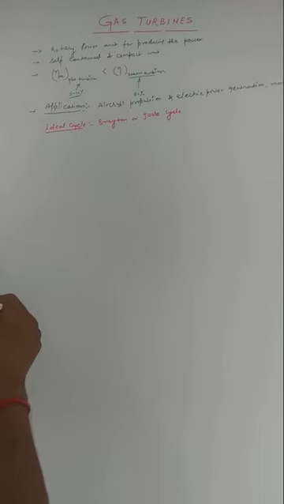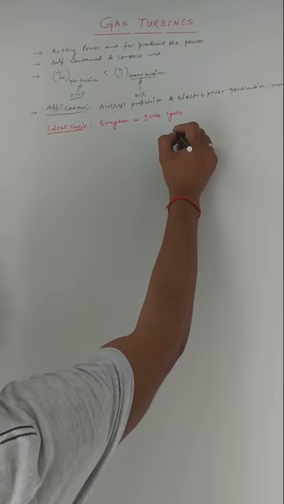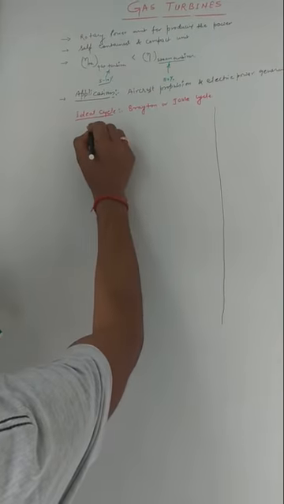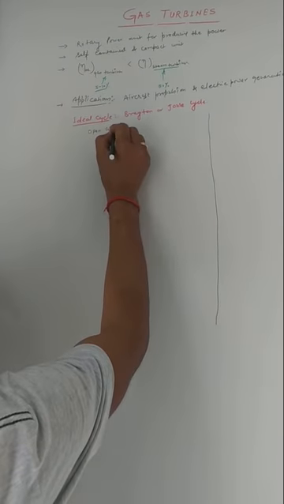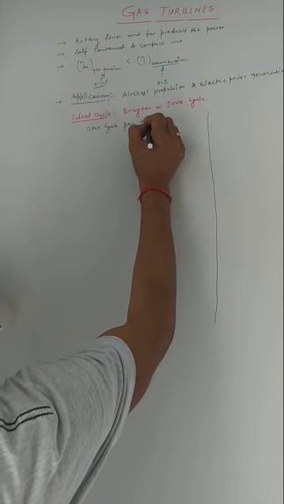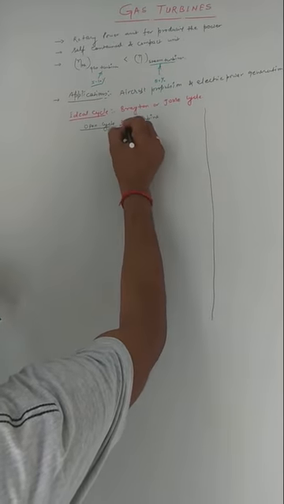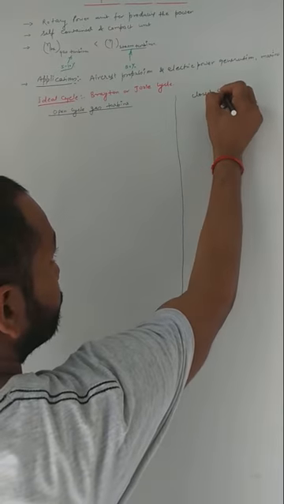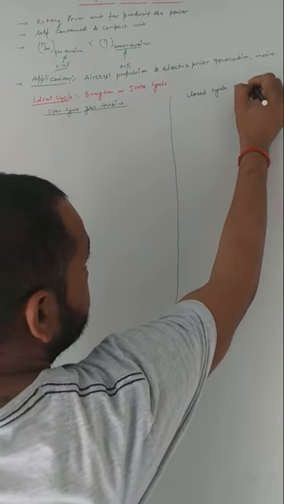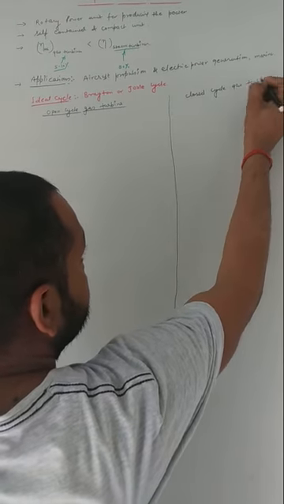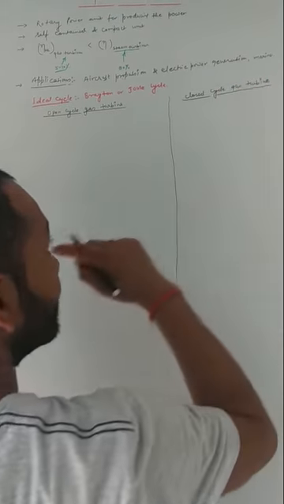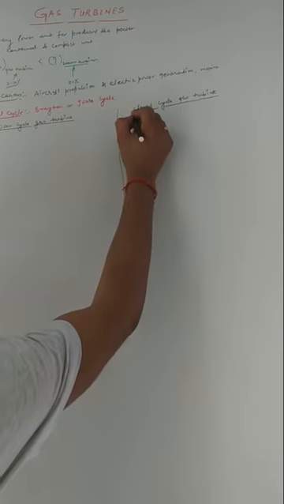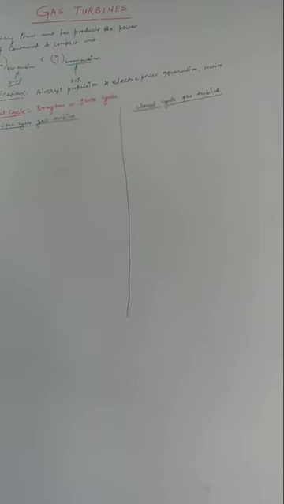Okay. Now the classification. These gas turbines are mainly classified in two categories. First one is open cycle gas turbines and second one is closed cycle gas turbines. The major difference between these two is the retention of the working fluid.